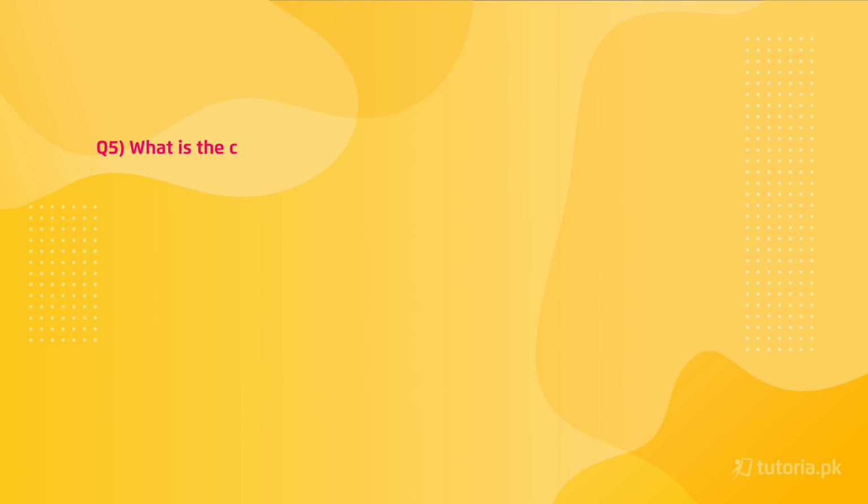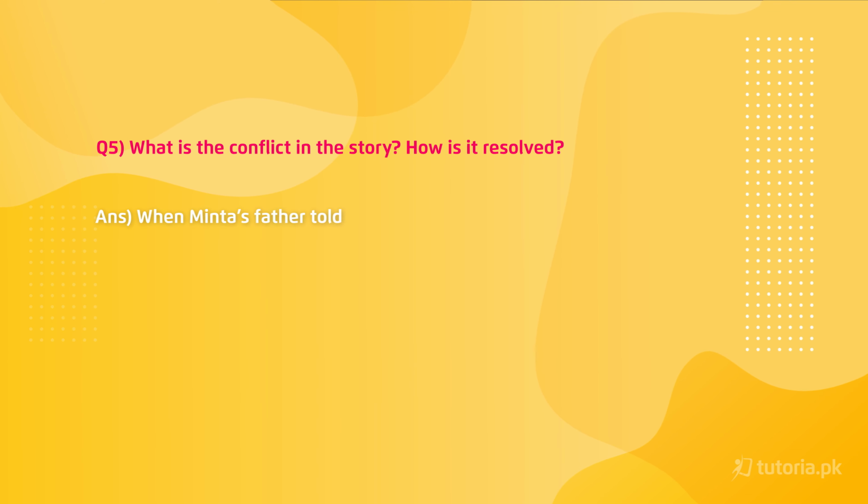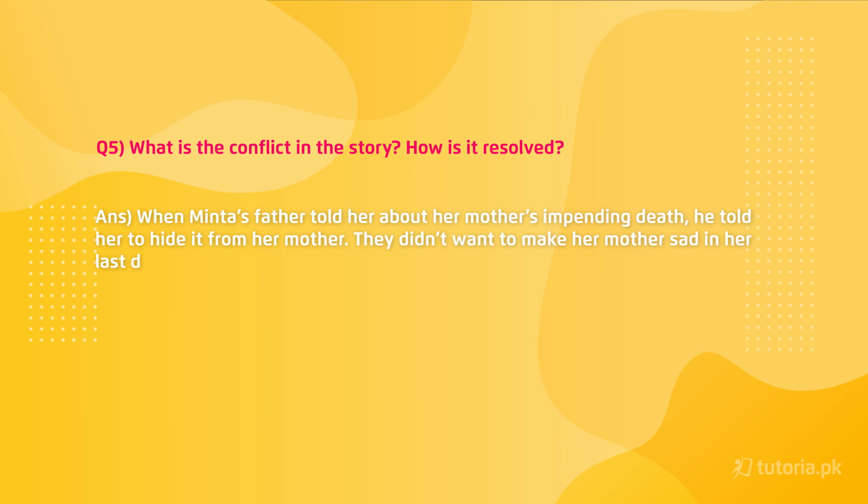Fifth question, what is the conflict in the story? How is it resolved? Answer, when Minta's father told her about her mother's impending death, he told her to hide it from her mother. They didn't want to make her mother sad in her last days.